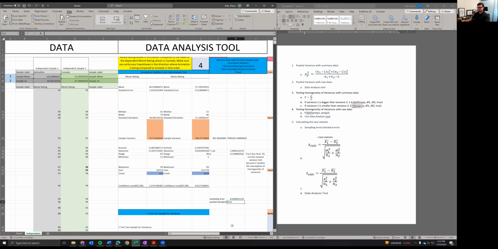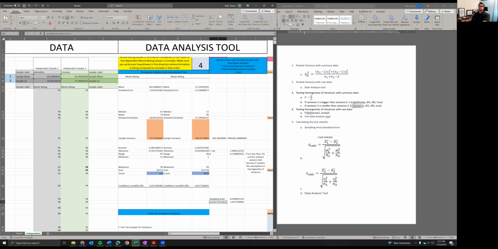Okay, and we're going to do equals square root of variance 1 divided by the size of the sample, or count, plus variance 2 divided by the count. And so now we have our pooled standard error.